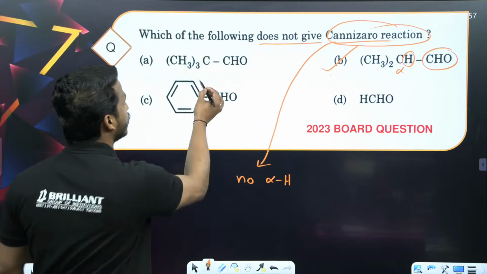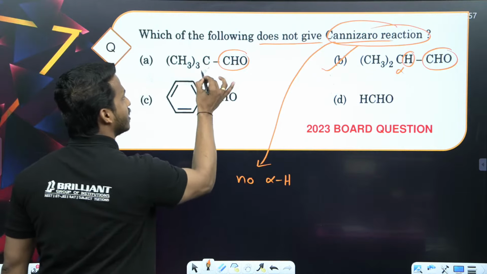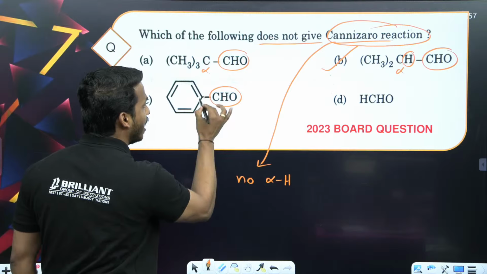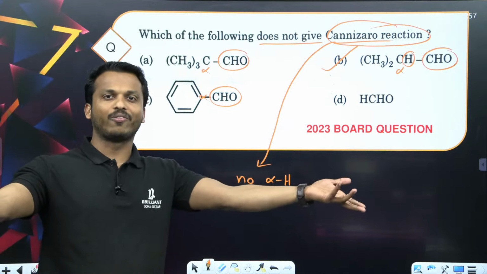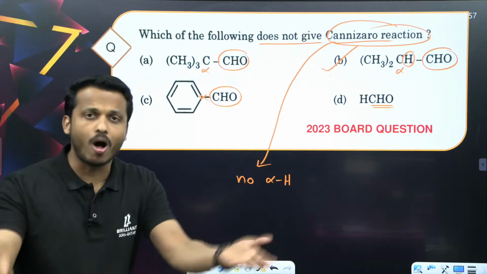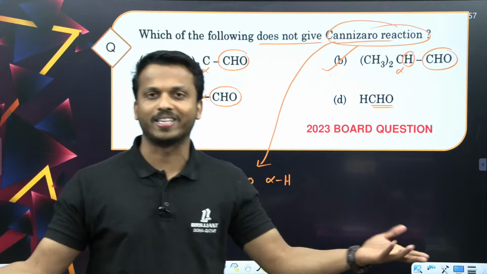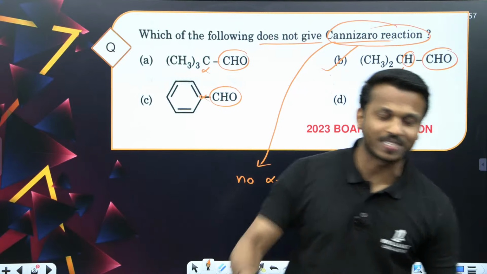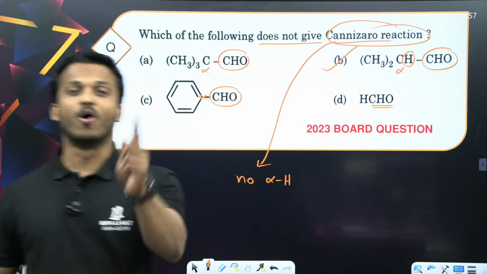right? So here you see, this is the aldehyde, this is the alpha carbon, no alpha hydrogen. This is the aldehyde, this is the alpha carbon, no alpha hydrogen. What about this? This is the aldehyde, there is no alpha carbon, so no alpha hydrogen. Option B is the correct answer. This was the question they asked in the 2023 board exam paper.